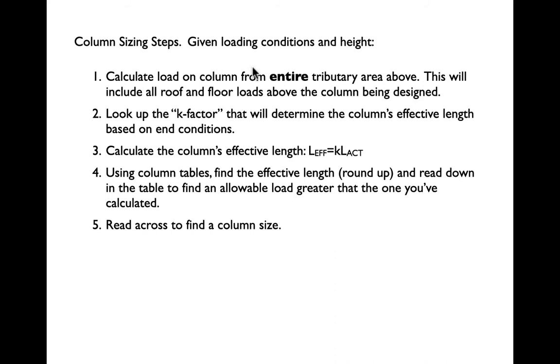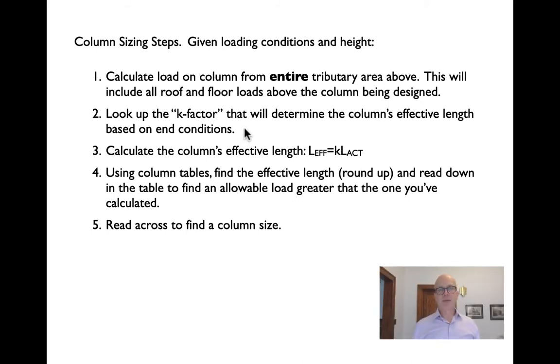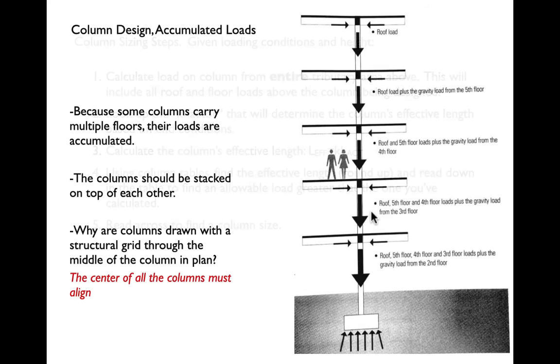So to size a column, we take the load from the entire tributary area. We figure out how the column is connected at the top and bottom. And remember, we get a discount if we have fixed connections over pin connections. We multiply the column's actual length by its K factor to get its effective length. And then we use the column tables, which allow us to look up the effective length. We always round up. And then we go down that column and find an allowable load greater than the one that we've calculated. We read across that to find the column size.